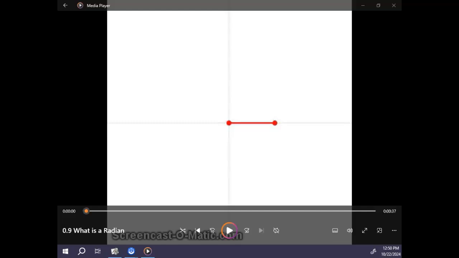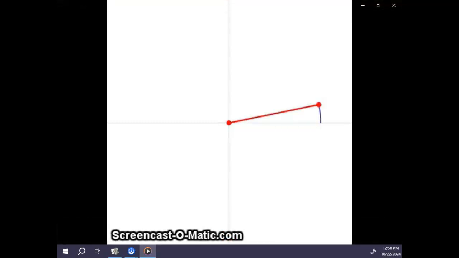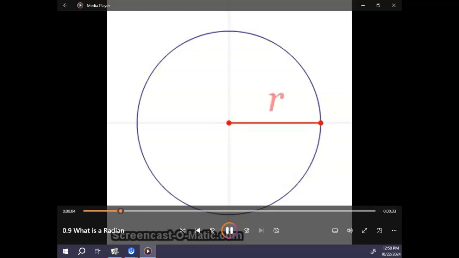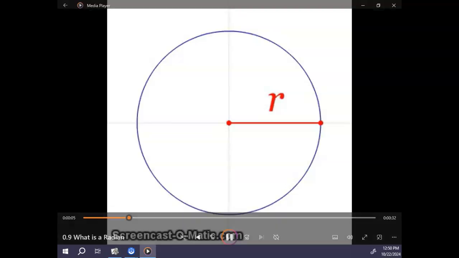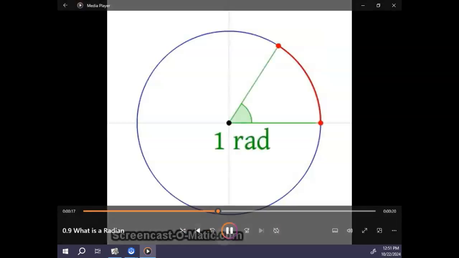All right, so this is like literally a 30-second video anyway. So we're starting with, we just have a little line segment here. And we're going to make a circle. Okay? And the radius of this circle is r. We're going to take the length of that radius, and we are going to wrap it around the circle. Okay, that length, it wraps around. And then what we get is an angle that measures 1 radian.